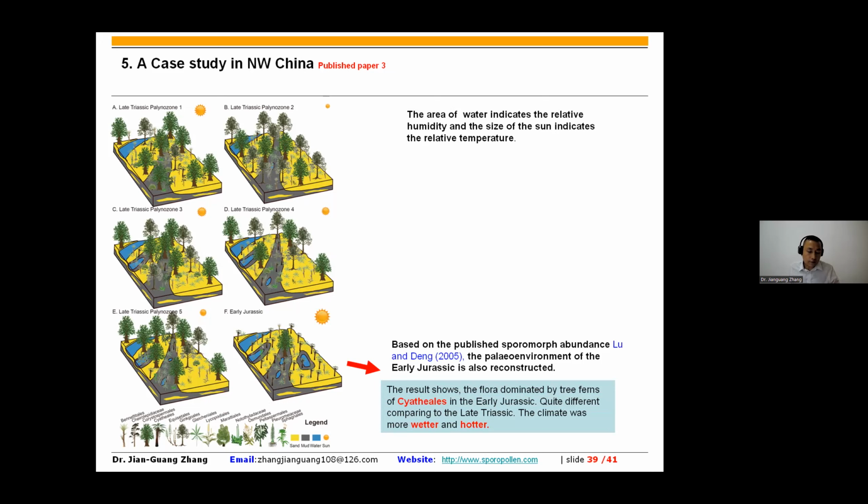My study is the first time in this region to quantitatively reconstruct the paleoenvironment and paleoclimate in such detail. The former study only gave abundances of spores and pollen. No parent plants and climatic patterns were reconstructed.